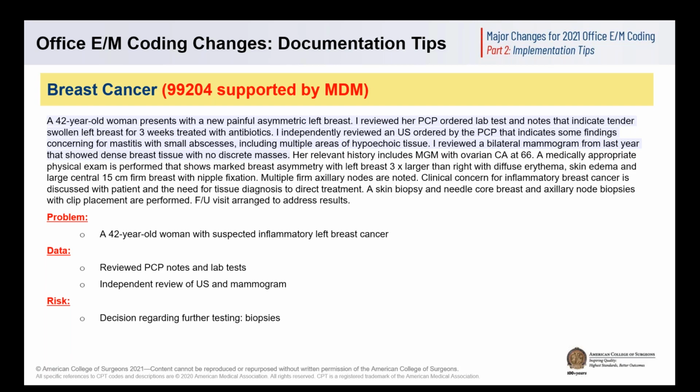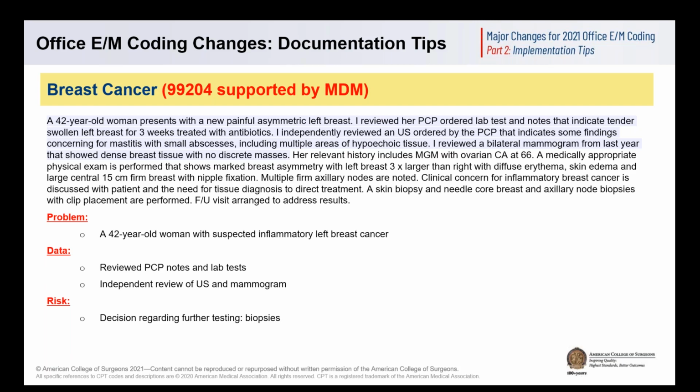Her relevant history includes a maternal grandmother with ovarian cancer. You perform a medically appropriate physical exam and history. You note marked breast asymmetry, with the left breast being at least 3 or 4 times larger than the right, with diffuse erythema and skin edema and a large central mass with nipple fixation and multiple firm axillary lymph nodes. You have clinical concern for inflammatory breast cancer, and you discuss this with the patient, as well as a need for tissue diagnosis to direct treatment.